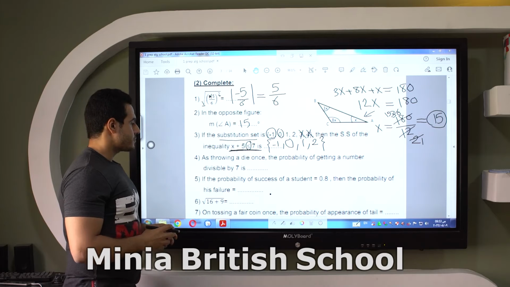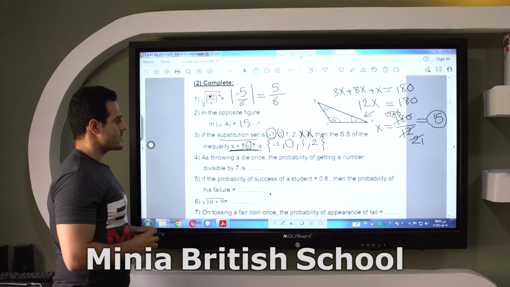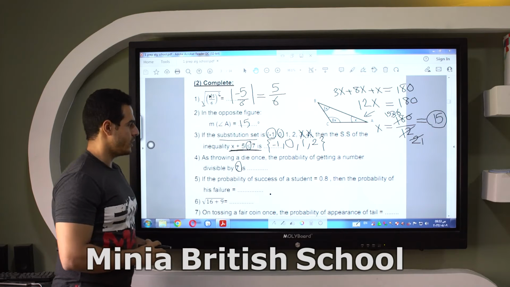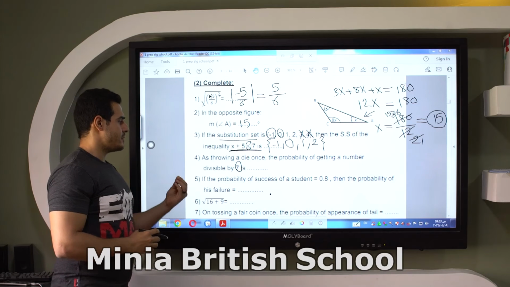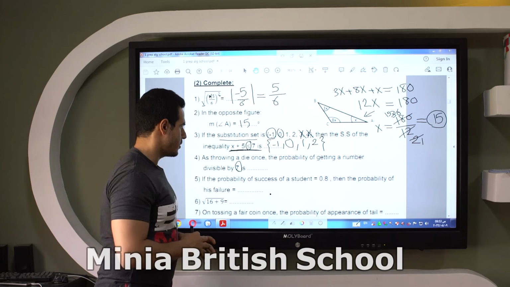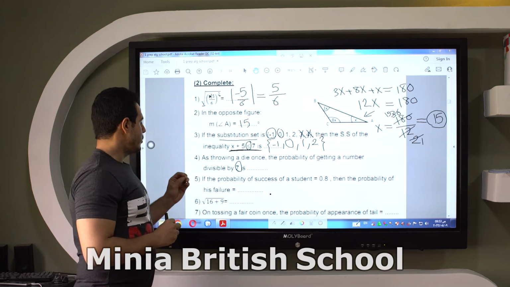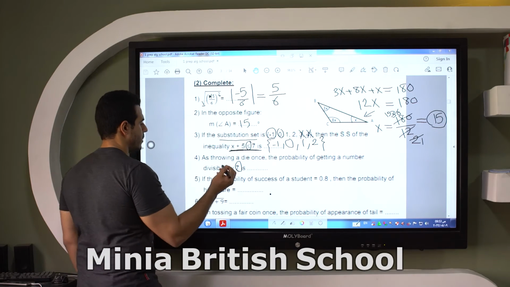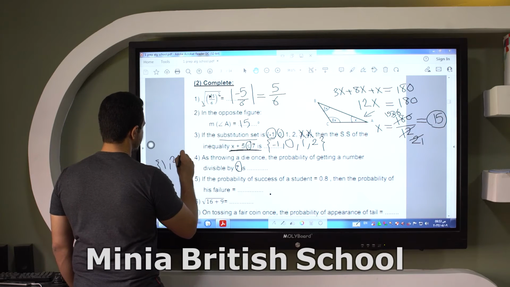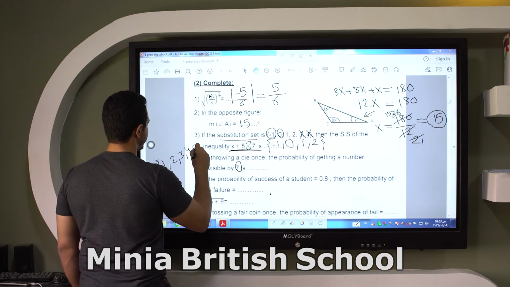Number 4. As throwing a die once, the probability of getting a number divisible by 7. Okay. At first, our die has 6 numbers from 1 to 6. Sample space: 1, 2, 3, 4, 5, and 6.